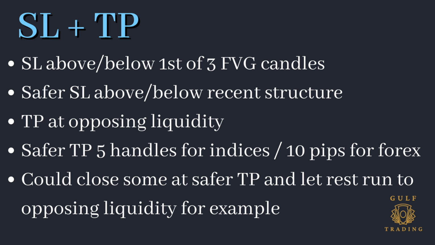Then for your take profit, it should be at opposing liquidity, but something that I've seen is that most trades will hit 5 handles for indices, futures and stuff, or 10 pips for Forex. So those are good points for first targets. And what you might want to do is close some here, at the 5 handles for indices or 10 pips for Forex, and then let the rest run to the opposing liquidity if you want. So you can secure a bit of profit, maybe move it to break even. I probably wouldn't recommend that, but you could do something like that and then target the opposing liquidity as the full take profit, or you can just target either one as the full take profit. You could target 5 handles, 10 pips as your full take profit, or you could target the opposing liquidity as your full take profit. Up to you.